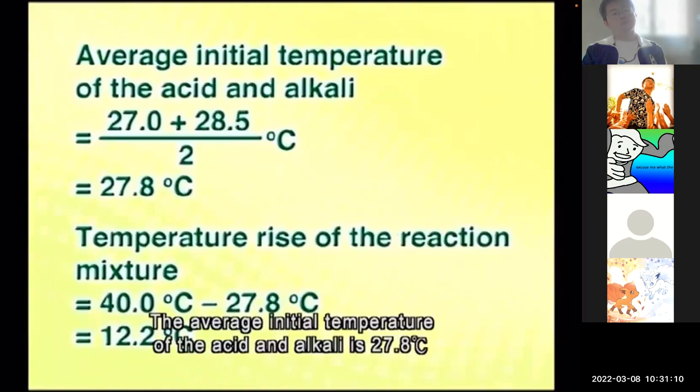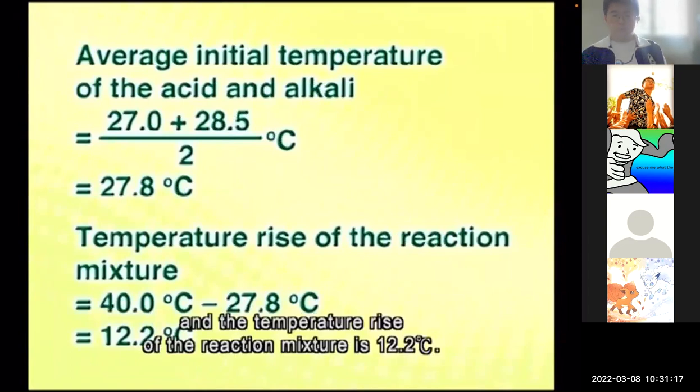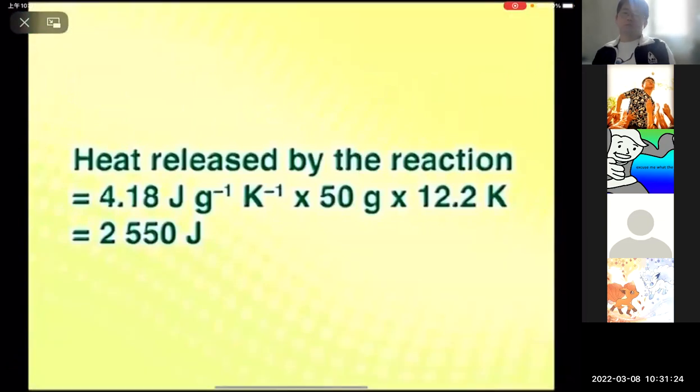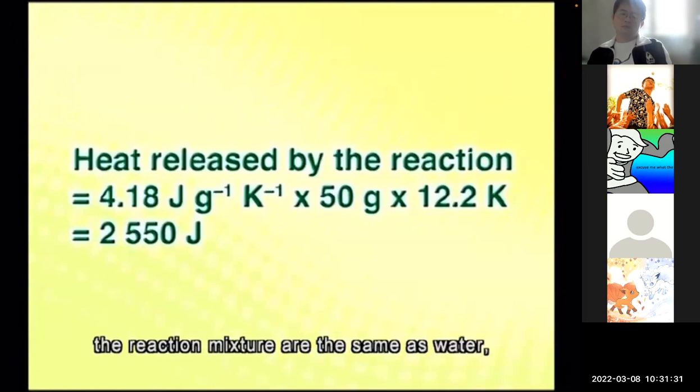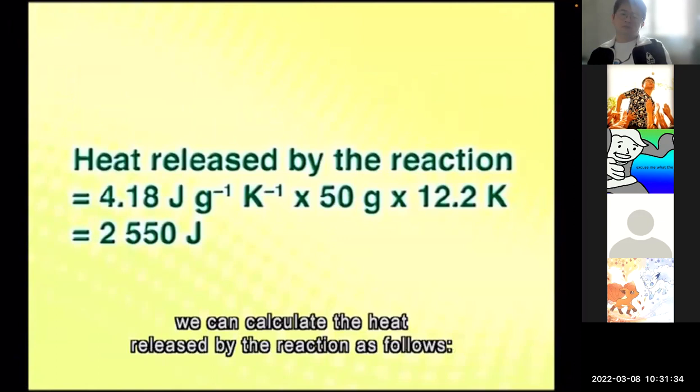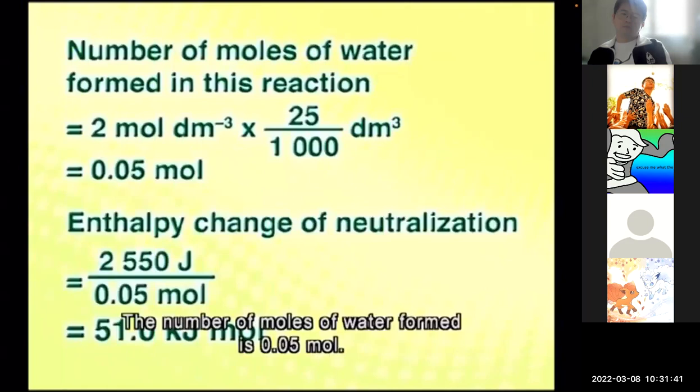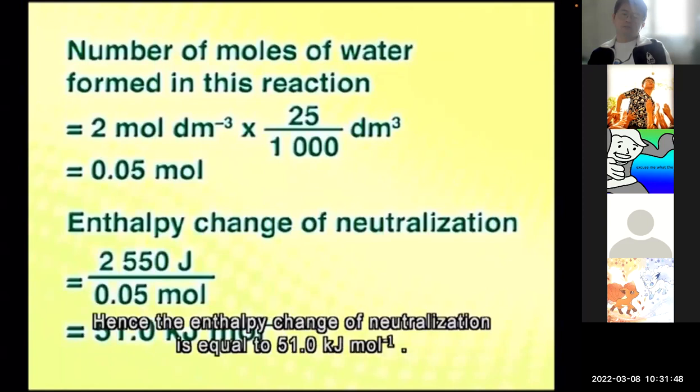We can use the data to calculate the enthalpy change of neutralization. The average initial temperature of the acid and alkali is 27.8 degrees Celsius, and the temperature rise of the reaction mixture is 12.2 degrees Celsius. Assume that the density and specific heat capacity of the reaction mixture are the same as water. We can calculate the heat released by the reaction as follows. The number of moles of water formed is 0.05 moles. Hence, the enthalpy change of neutralization is equal to 51.0 kilojoules per mole.